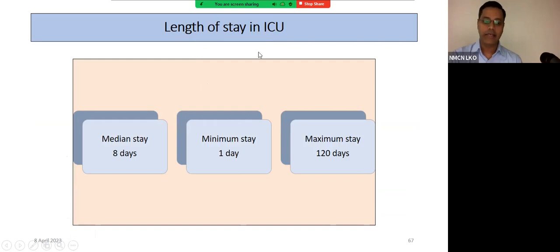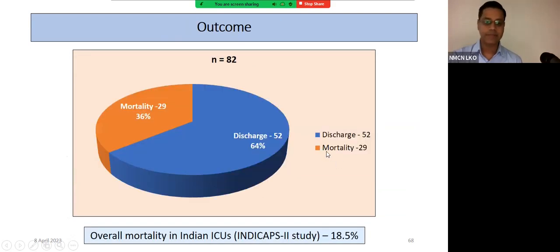Length of stay in ICU. Median stay was around 8 days. Maximum stay was around 120 days. This patient is still ongoing.